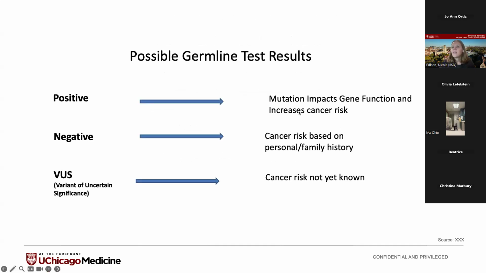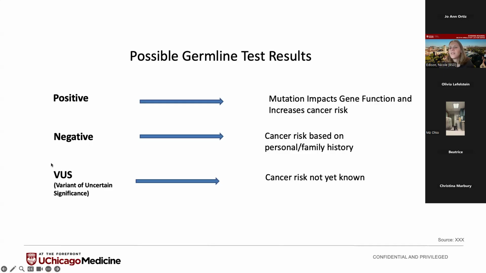So, in terms of the possible results, you can get a positive, meaning we know that there's a mutation that impacts the way that the gene or the protein would work and can increase your cancer risk. You can get a negative, meaning that, based off of your personal history, your family history, and what genes we know to test for, we haven't found anything concerning yet. That can be helpful, although sometimes if they have a strong family history and everyone's tested negative, we still have to treat them as if we think there might be something there. We just don't know how to test for it yet.